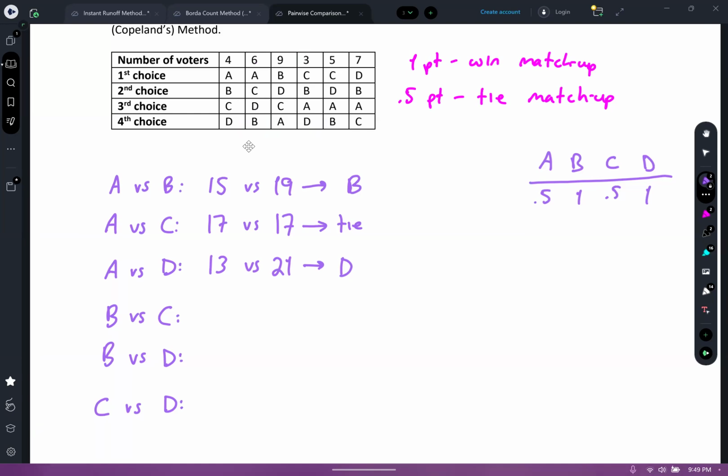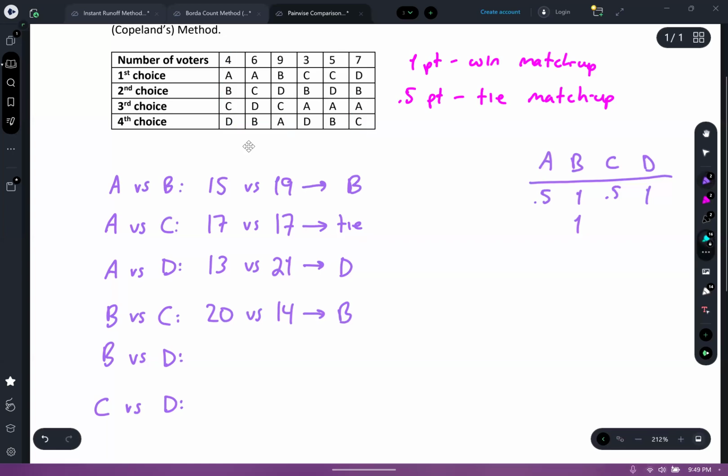All right, next B versus C. Let's see where B is above C in the preference schedule. That column, and the last column. Okay, so we have 4 plus 9 plus 7 is 20 voters who ranked B above C, and the rest of them ranked C above B. So that would be 6 plus 3 plus 5 is 14. So B wins that matchup, and so we'll give B another point.